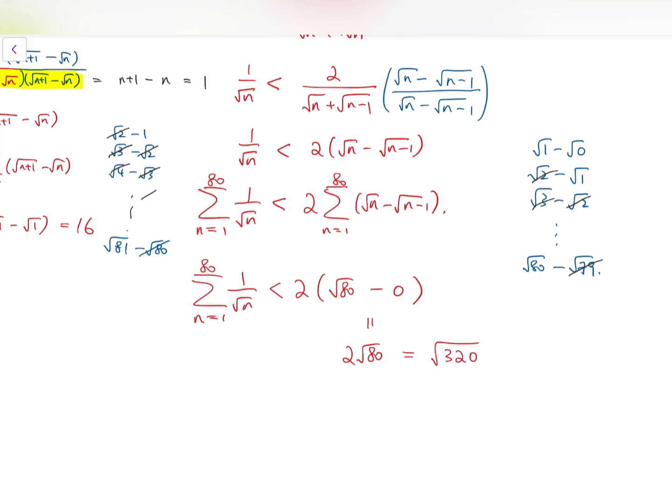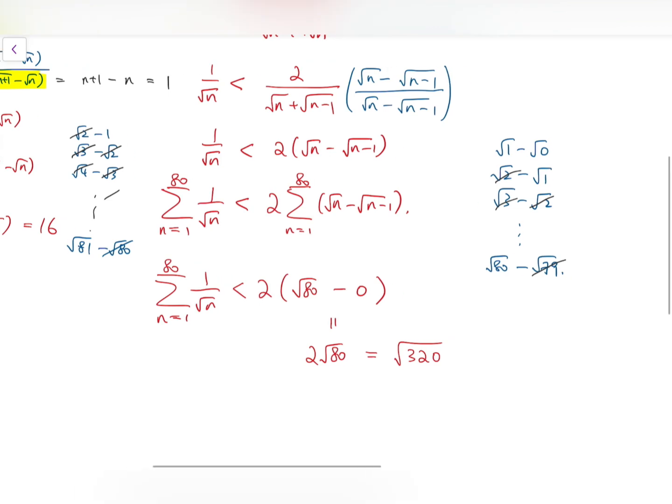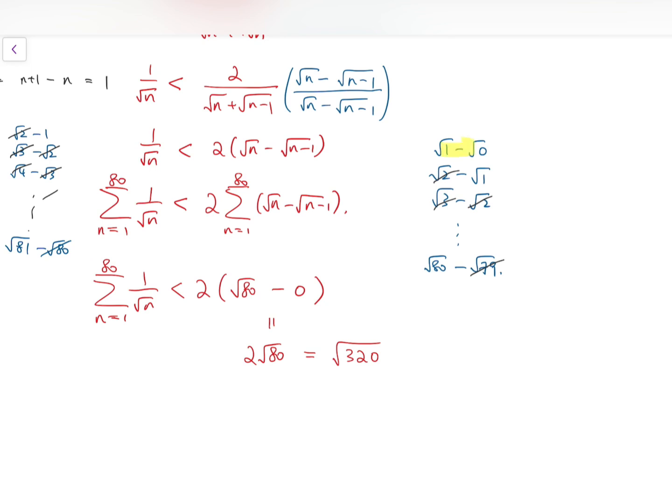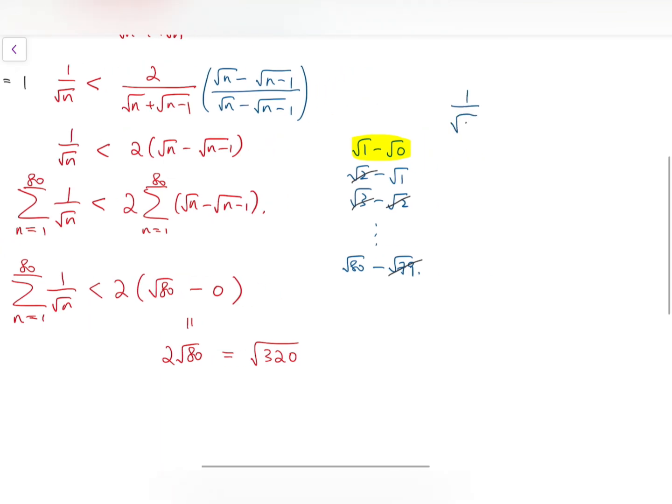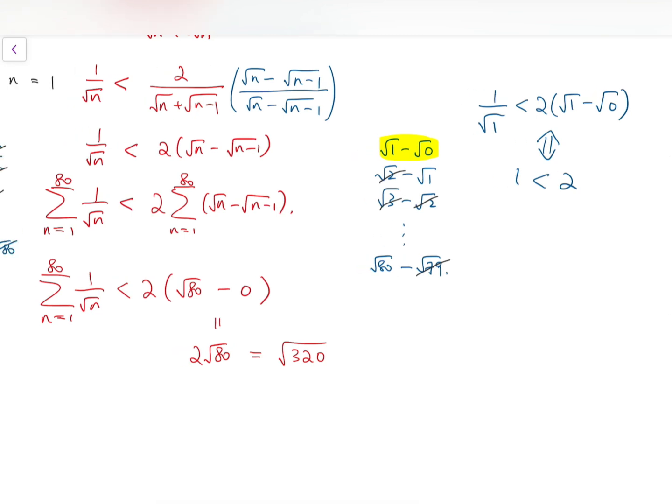So does this mean that our argument is wrong? Actually not. If we look more closely at what we have been doing, for example, in the first term of the summation, we are actually saying that 1 over square root of 1, that's our inequality taking n equals 1, is less than 2 times root 1 minus root 0. And this is, of course, right, because that means it's equivalent to 1 is less than 2. But do we actually need this? Of course not. So what we can do to fix our proof is to only do the summation according to the inequality that we've established, starting from n equals 2.